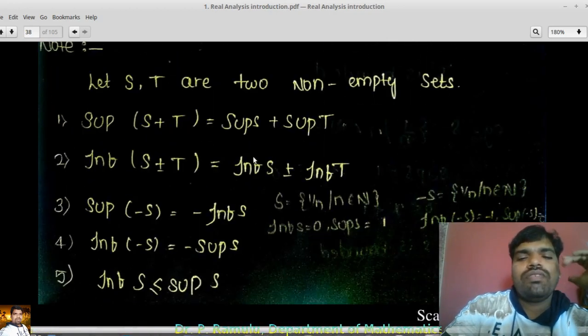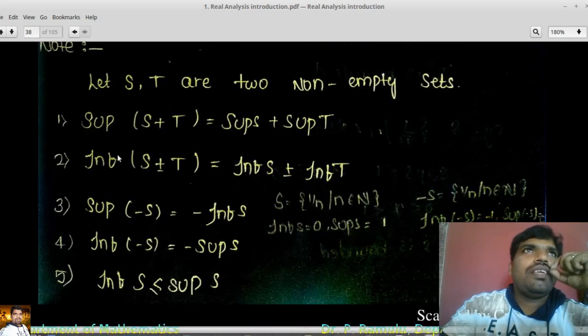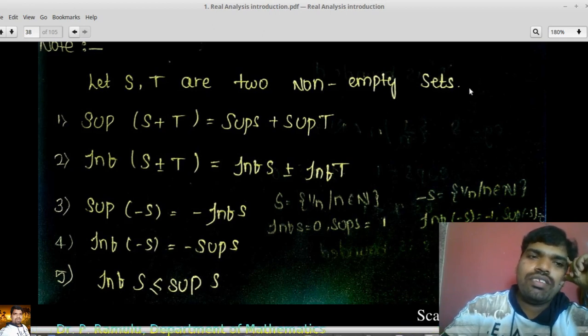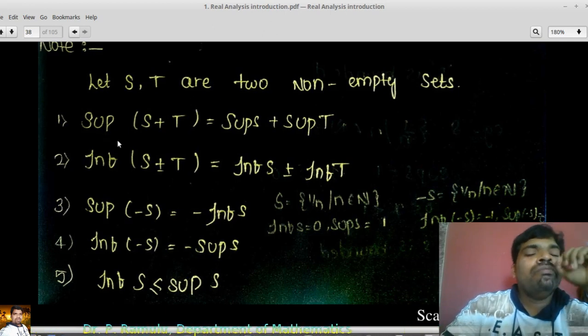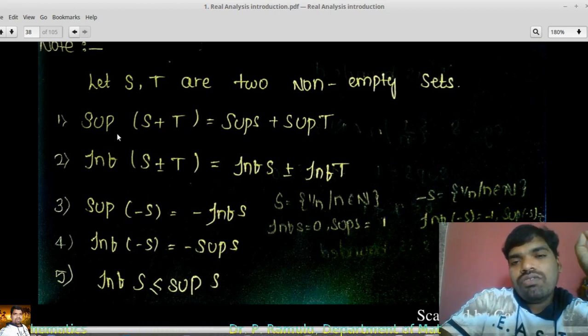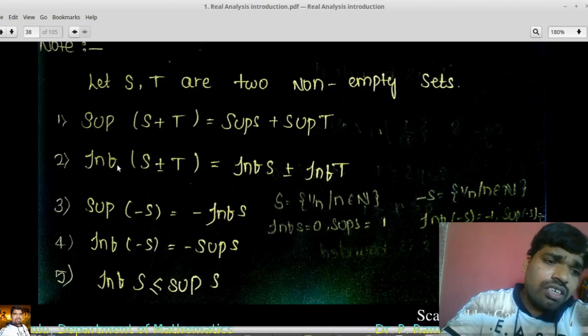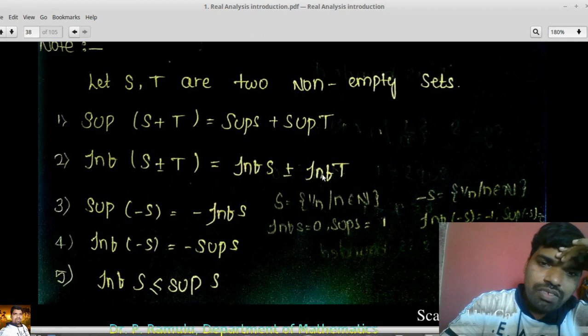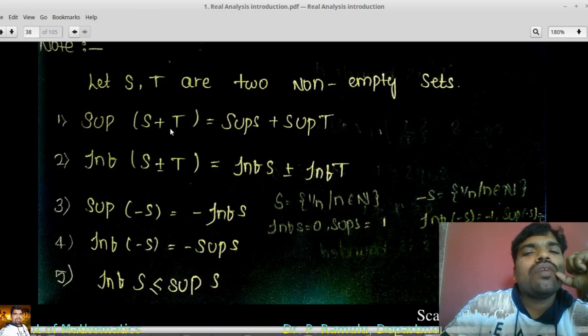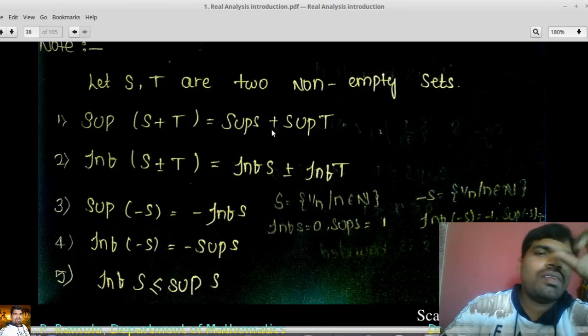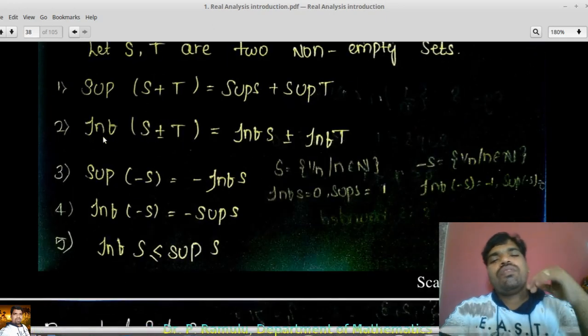Okay, some properties of the infimum of S. Let S, T be two non-empty sets. First one, sup of S plus T is equal to sup S plus sup T. That means S, T are two non-empty subsets. So if you take that, the supremum of S plus T is equal to sup S plus sup T. The infimum of S plus or minus T is equal to the infimum of S plus or minus the infimum of T. You may take that the supremum of S plus or minus T may be different. Also, the supremum of minus S is equal to minus inf S.